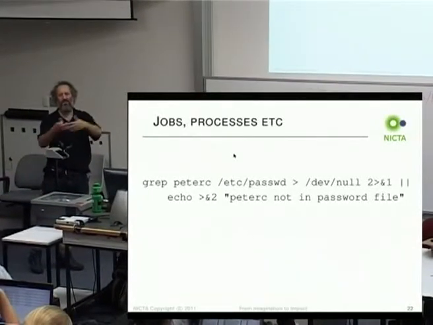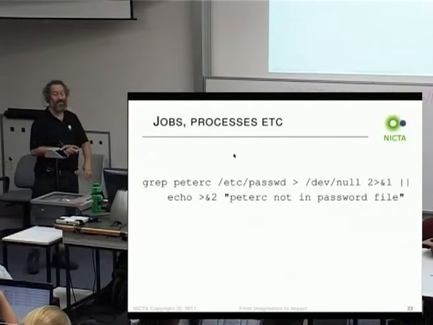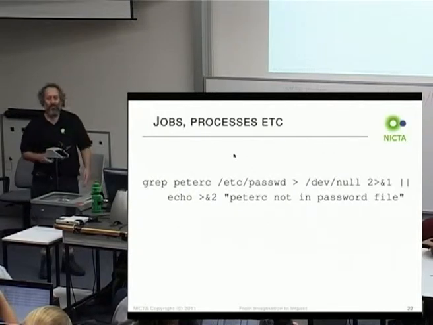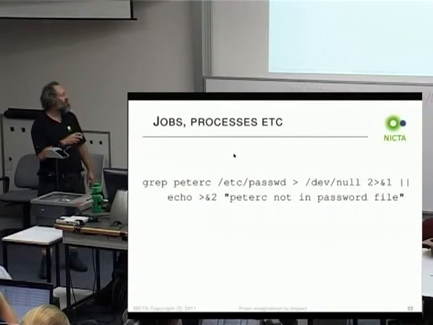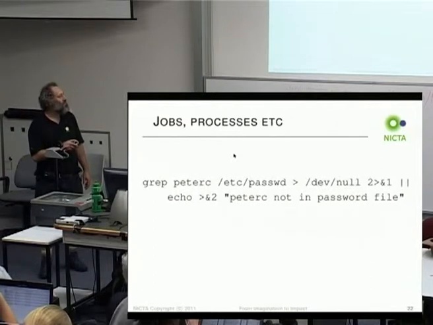It's all rearranged and munged, so don't worry about it. So here's an example that uses some of those things. This one calls grep, which is another really useful tool for your toolbox. It stands for globally search for a regular expression and print it. In this case, the regular expression is just a simple string, PDC. Look for it in etc password, which is the database containing the names of all the users. Throw away the output: onto slash dev slash null says throw away the output. Two onto and one, throw away any errors.